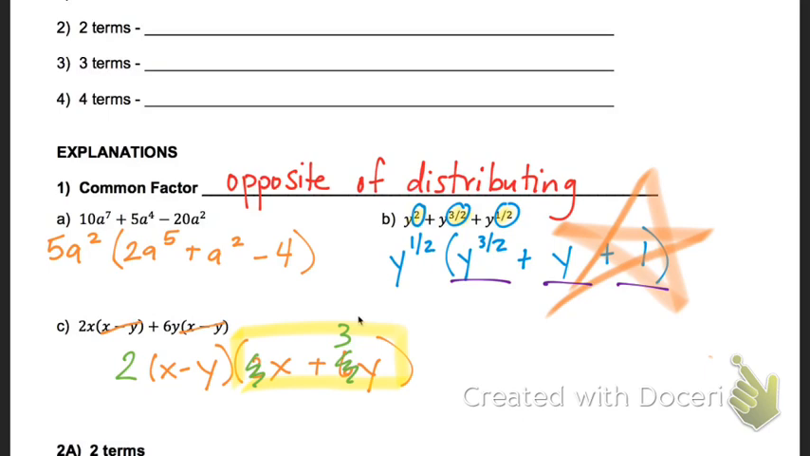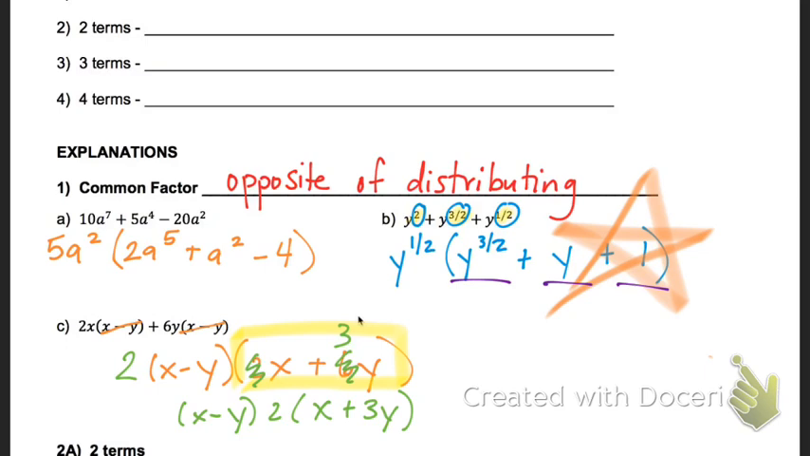Wouldn't that 2 go in front? It doesn't matter because of the commutative property. If you wrote it like this, that would technically still be right. But I always put my numbers out in front. Would I get counted off for that? No. Okay, because I like that better.